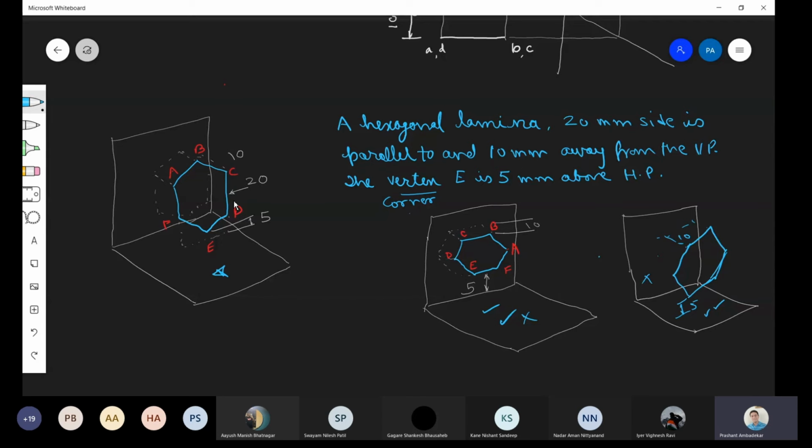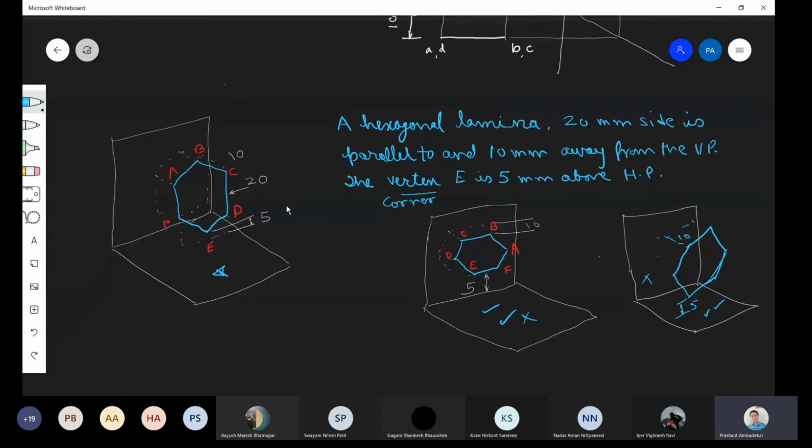Now, if I say that two edges are perpendicular to HP, I am not taking the names of the edges, AF, CD, whatever. Two edges are perpendicular to HP. Then, will this be the answer? Can this be the answer? No, sir. No edges are perpendicular to HP. So this also cannot be the answer. So there cannot be two answers. There has to be one and only one answer, and that is this.